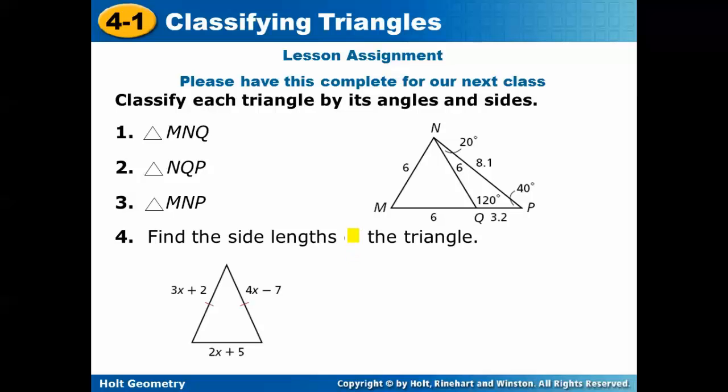Hopefully that will help you in working on these 4 problems. This is what I'd like you to complete for tonight. This is a quick video overview of how to solve each of these. There are 4 questions. The first 3 ask you to classify each triangle by its angles and its side measurement, so you should have 2 answers for each of these first 3. And number 4 asks you to find the side lengths for each of the triangles.